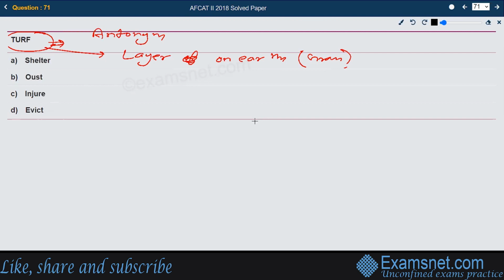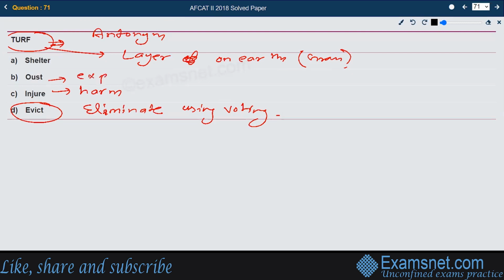Let's look from the last side. Evict means to eliminate somebody, especially using voting. That is what is called eviction or evict. Injure means to harm someone. Oust means drive out or expel, to expel somebody, to throw him away. The last word is shelter, and shelter means to shed something, and this should be the right answer, because the layer on the earth, the opposite of that should be something that is not on the earth, or shed is not on the earth. So the right answer is shelter. So option A is right.